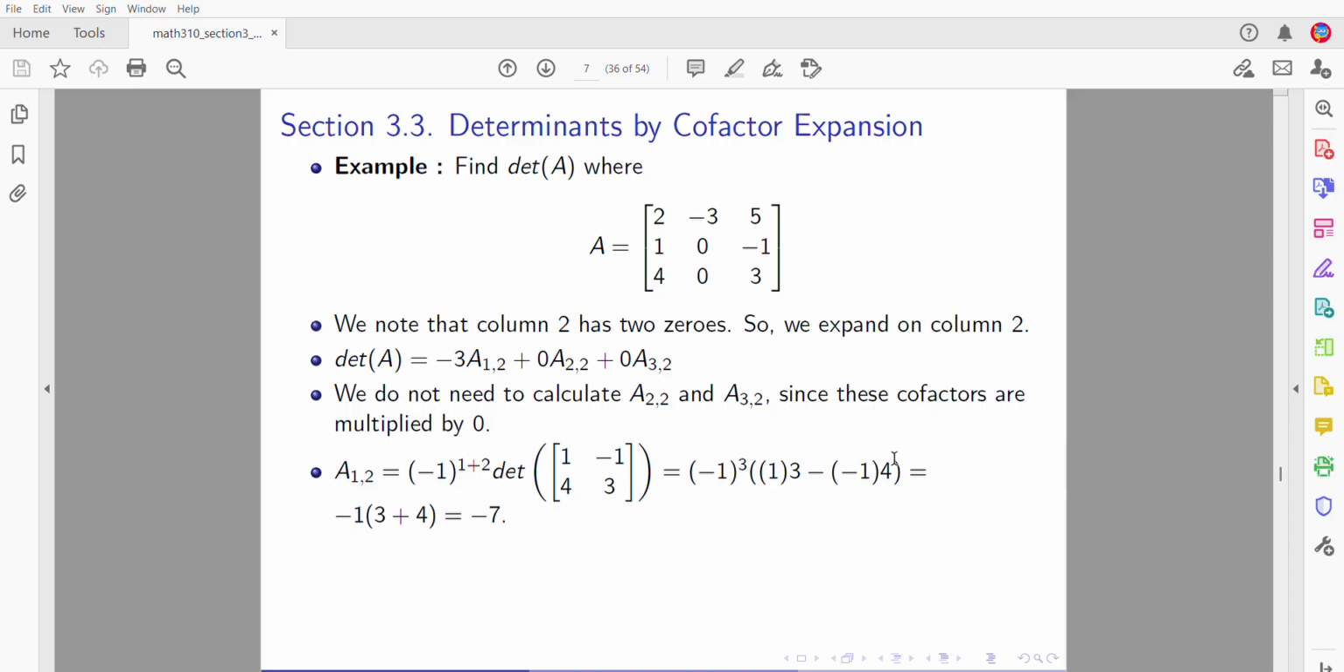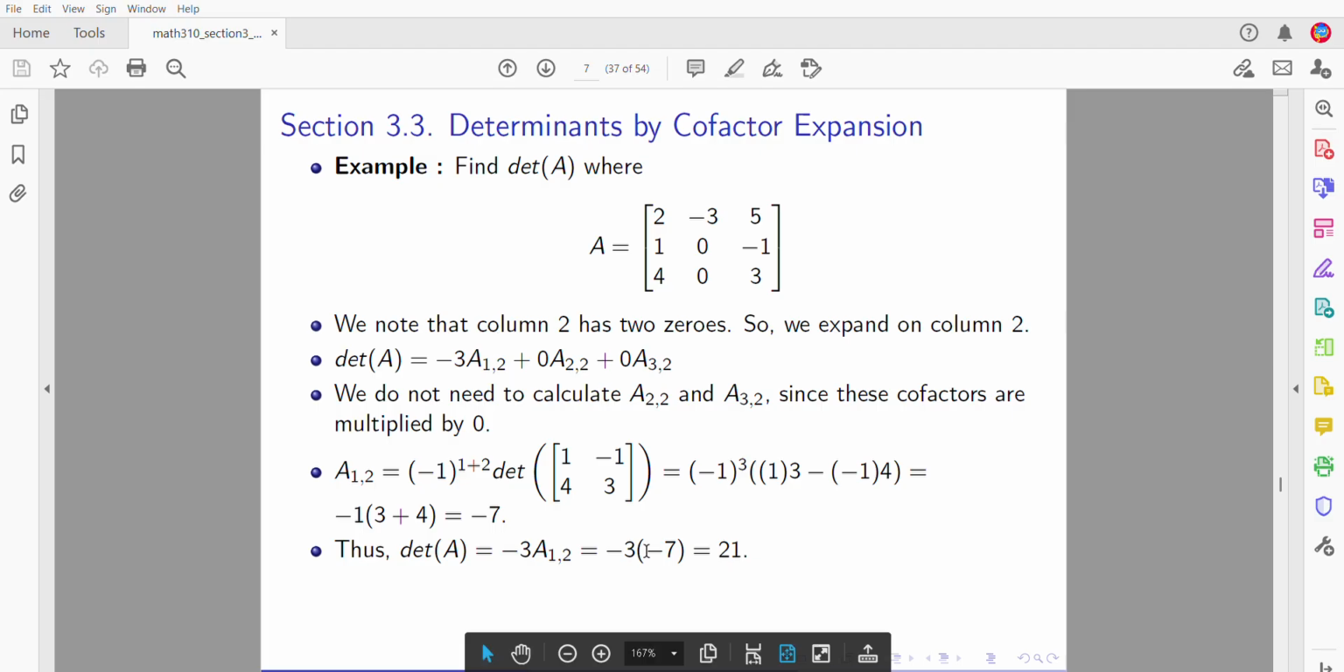1 times 3 is 3. Negative of negative is positive 4. Notice -1 to the power 3 is a -1. So eventually you get -7. That was the cofactor at this position, 1, 2. Determinant is -3 times its cofactor. -3 times -7, that's -21.